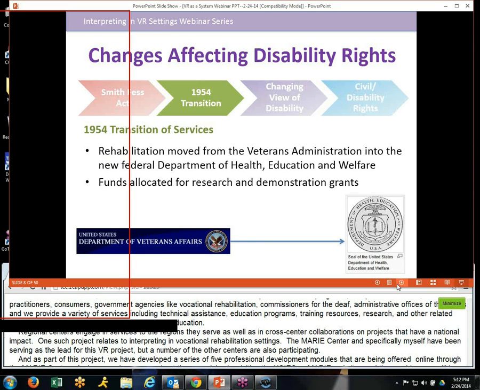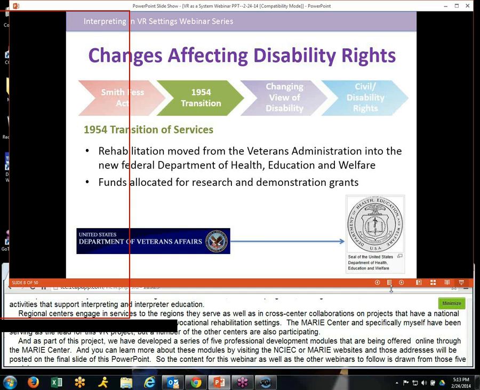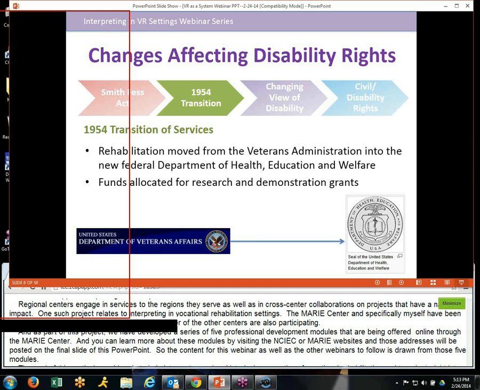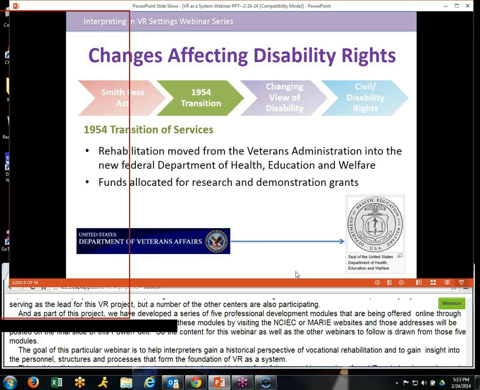Part of the changing landscape of services to persons with disabilities was evidenced in the 1954 transition of rehab services from the Veterans Administration, where it had been housed, to what was at that time the newly established Department of Health, Education, and Welfare. So this transition allowed for attention to be given to all citizens with disabilities versus only veterans. As well, with this transition came funding for research into disabilities, and states were able to apply for and receive demonstration grants so that they could provide innovative models for service provision to various populations of individuals with disabilities. Next slide.